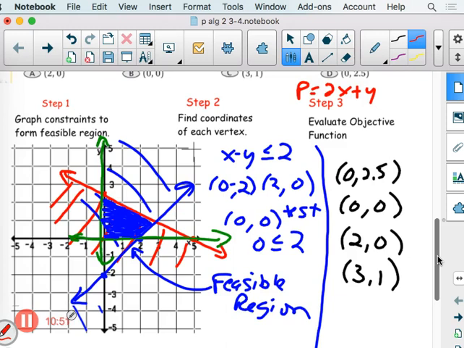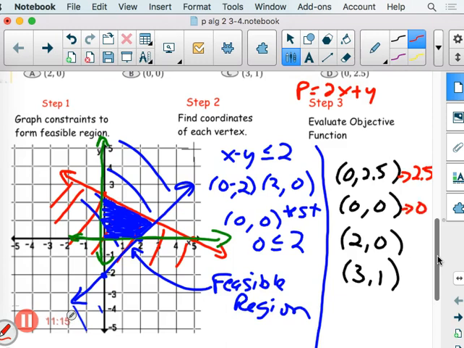And sometimes they don't just ask which one maximizes, sometimes they also say which one minimizes. The one that gives us the smaller one will minimize. So 0, 2.5. Put a 0 in here, put 2.5 in here, you get 2.5. Put 0 and 0 in there, you get nowhere, you get nothing, 0.